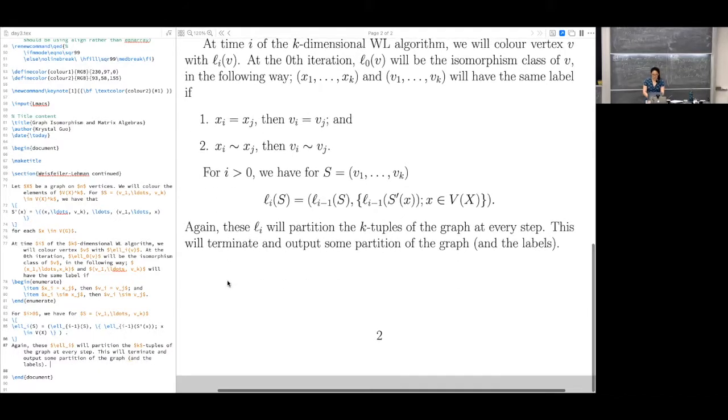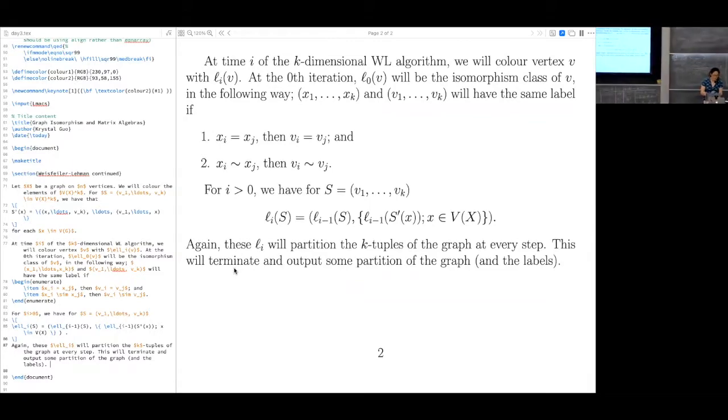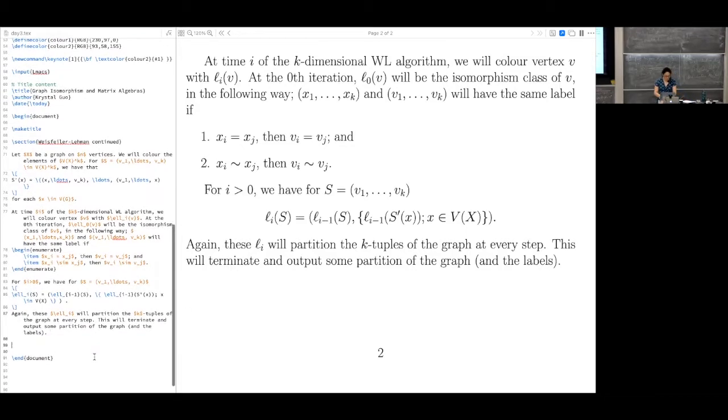So there's a lot of research about how fast this will run, how many iterations you need, whether it will be linear in the number of vertices or linear in the number of k tuples, because that would be bad for large k. But we're not going to really go into that. We're just going to discuss what this means in the grand picture of things. So Maria asked last day, what does it mean for them to be equal?